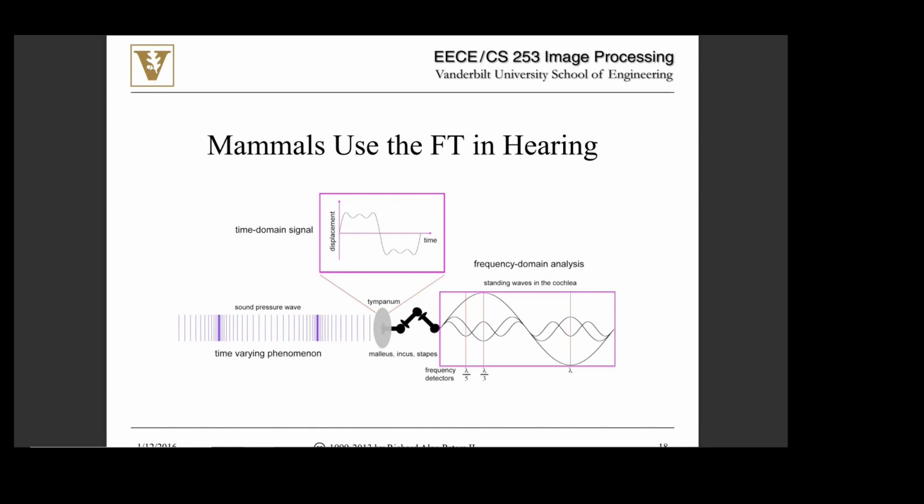So, for instance, this is how we hear. There is a wave that arrives to your ear and moves your tympanum back and forth. And then if you plot the displacement of the tympanum, you can make this kind of plots. And now you can do the Fourier transform of this.